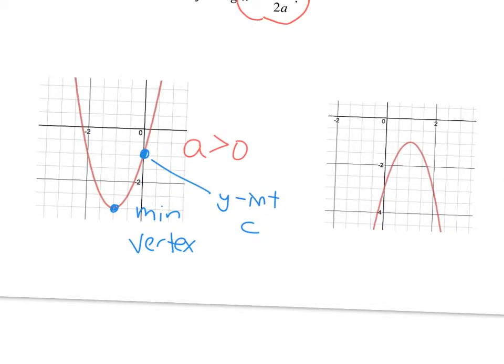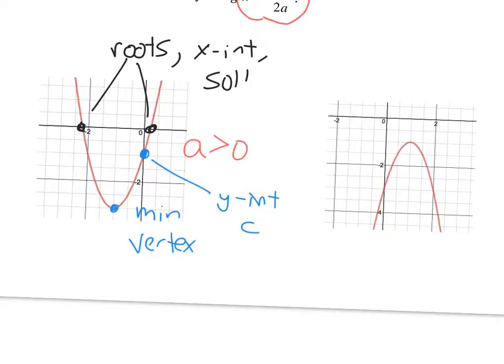Over on this side here, these are my x-intercepts, also known as my roots. They're called your roots, your x-intercepts, also called your solutions. Oftentimes it'll say, like, when will the ball hit the ground? And that's usually what we're trying to find. We're trying to find when the ball is at 0.